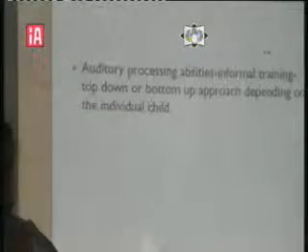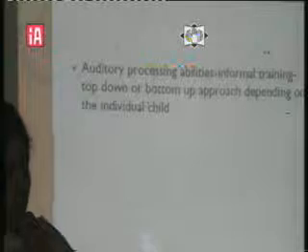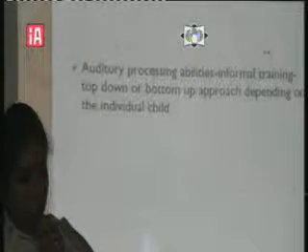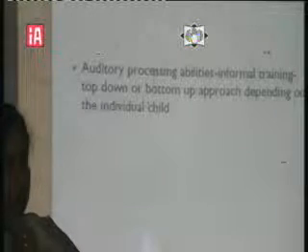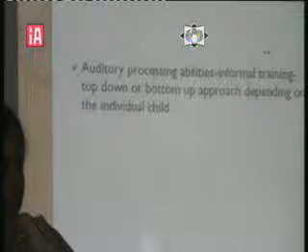Auditory processing abilities. Informal training, you have the top-down or the bottom-up approach depending on the individual child, which we will be doing in detail. Very easy to identify with children.